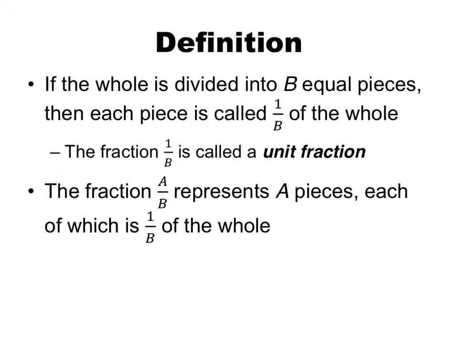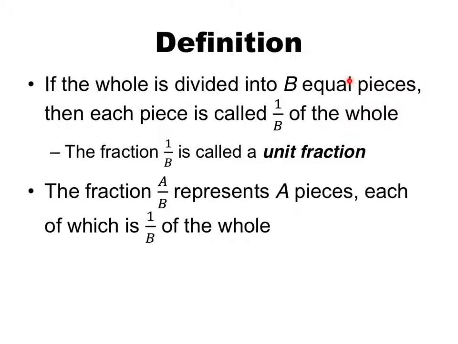So first thing is, let's review the definition of a fraction. With fractions we start off with a whole object of some sort, and then we divide that into several equal pieces. Each of those pieces is called 1 over b of the whole, and then a generic fraction a over b represents a pieces, each of which is 1 over b of the whole. So we start off with a whole, we divide that up into several pieces, and then we select several of those pieces. The number that we select is our numerator, the total number of pieces in the whole is our denominator, and that's how we get a fraction.